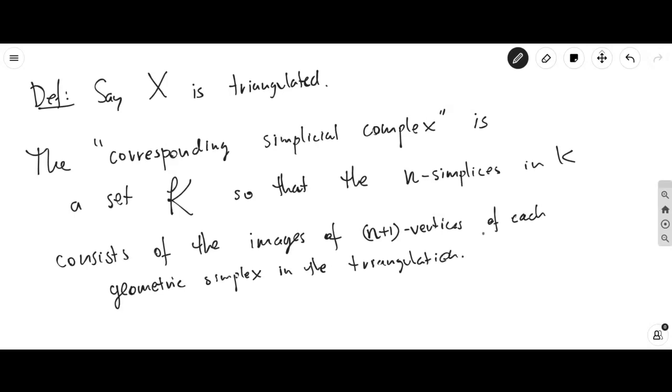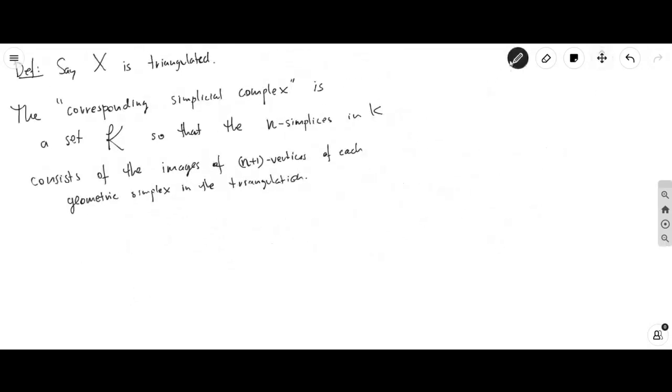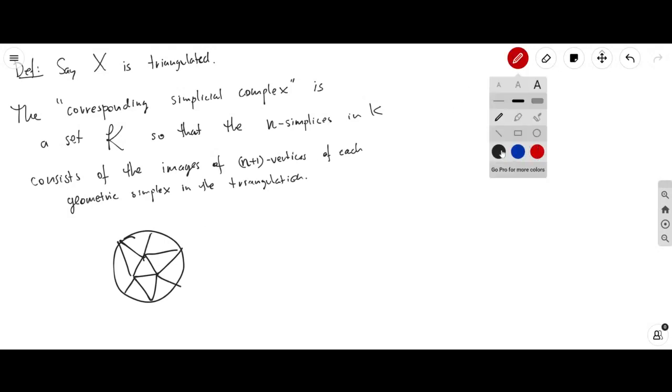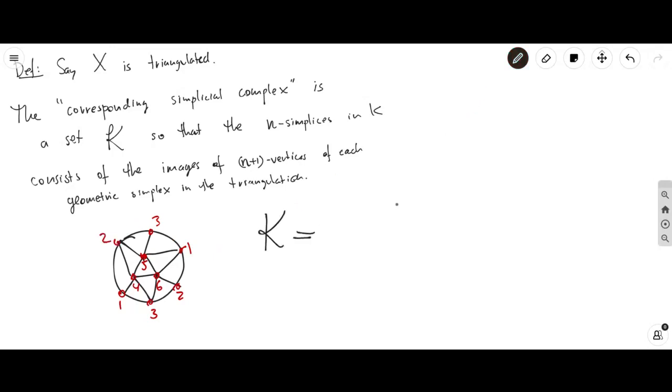This is one of those great instances where when you write it out in words, it might be confusing what we mean, but when you see it in an example, it's very elementary. So let's go back to our projective plane example. We have this projective plane that we drew like this. That was the triangulation. And to put in the vertices again, we have 1, 2, 3, 4, 6, 5, 1, 3, 2. So K is going to be the corresponding simplicial complex.